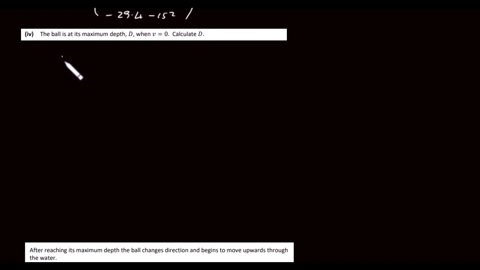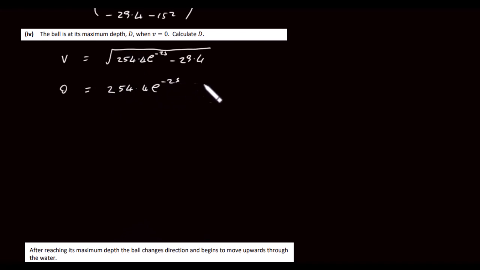So we have v is equal to the square root of 254.4 e to the power minus 2s minus 29.4. So when it's at its maximum depth v is 0. So we're going to put 0 there, square both sides if you like. So we got 254.4 e to the power minus 2s minus 29.4.